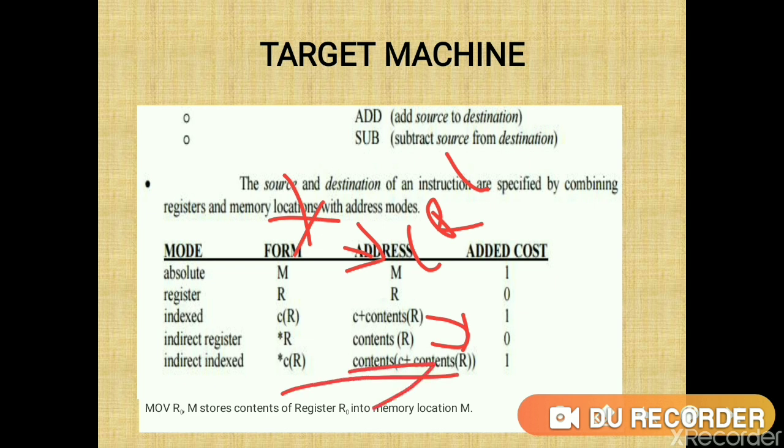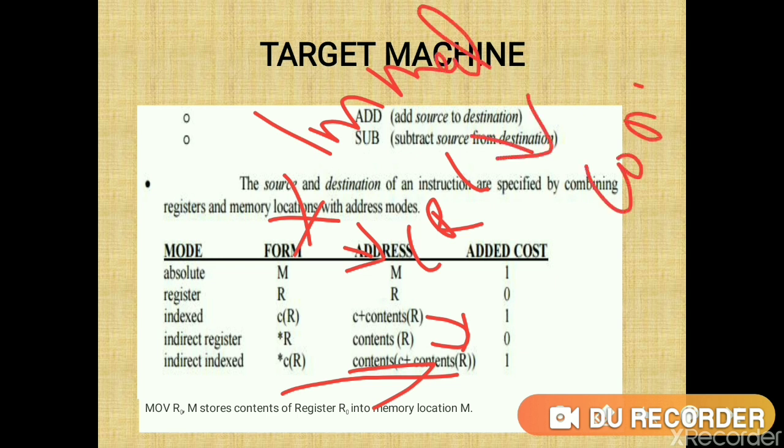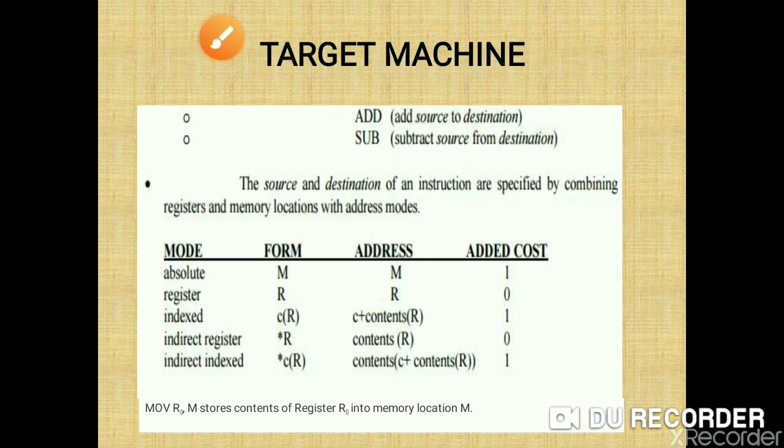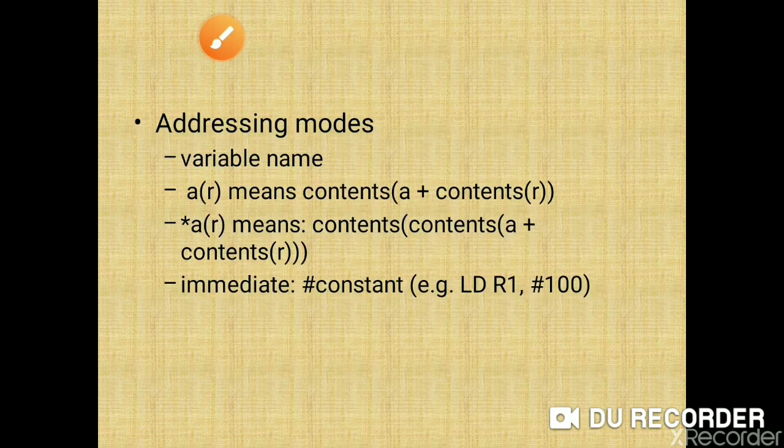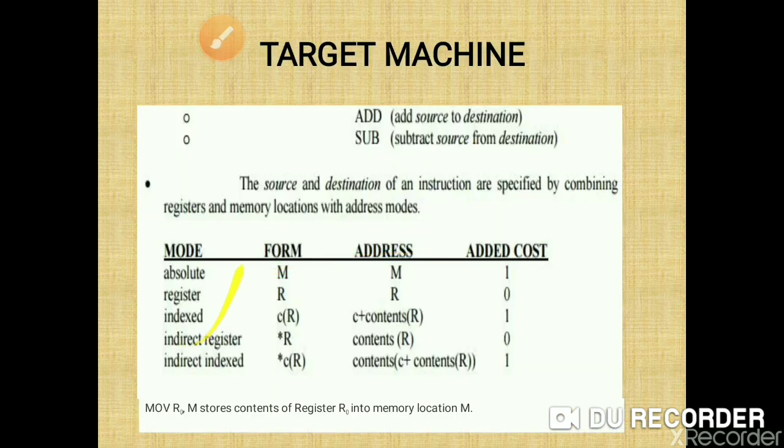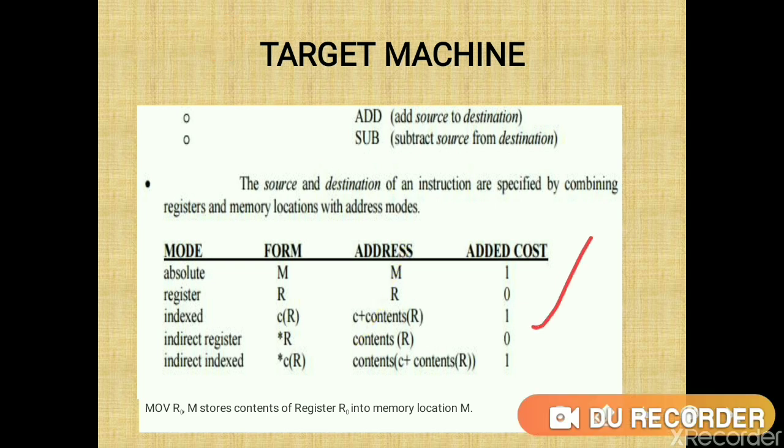Another addressing mode is immediate addressing mode. Here in immediate addressing mode, you are adding a constant value with the address. That is the case for immediate addressing mode. Now in this table we already discussed the modes, form, and address, and now we have to discuss the important concept, that is the cost of each operation.